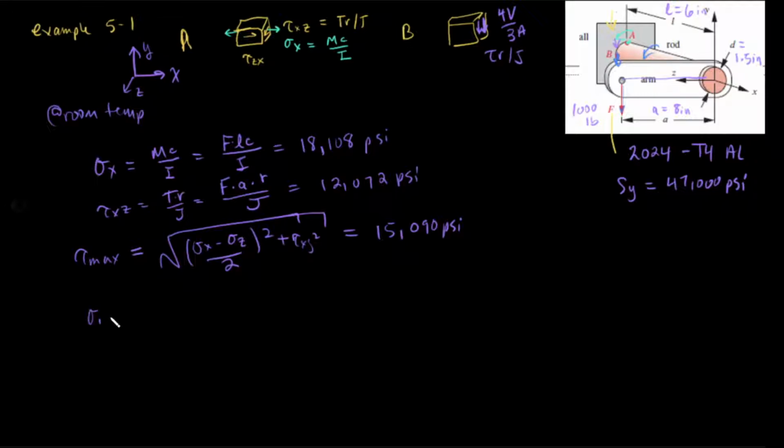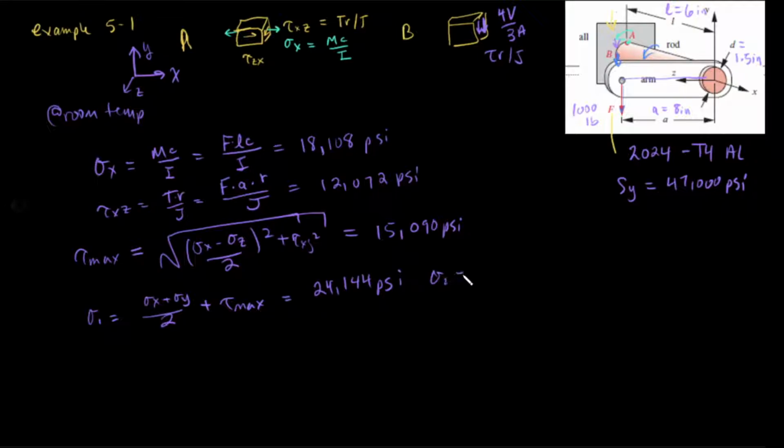And we can calculate our principal stresses. Sigma 1 is just the center of the circle, sigma x plus sigma y over 2, plus the radius, which is tau max, coming from our understanding of Mohr's circle, and that is equal to 24,144 psi, which is greater than either one of the individual stresses. So our principal stress is high.